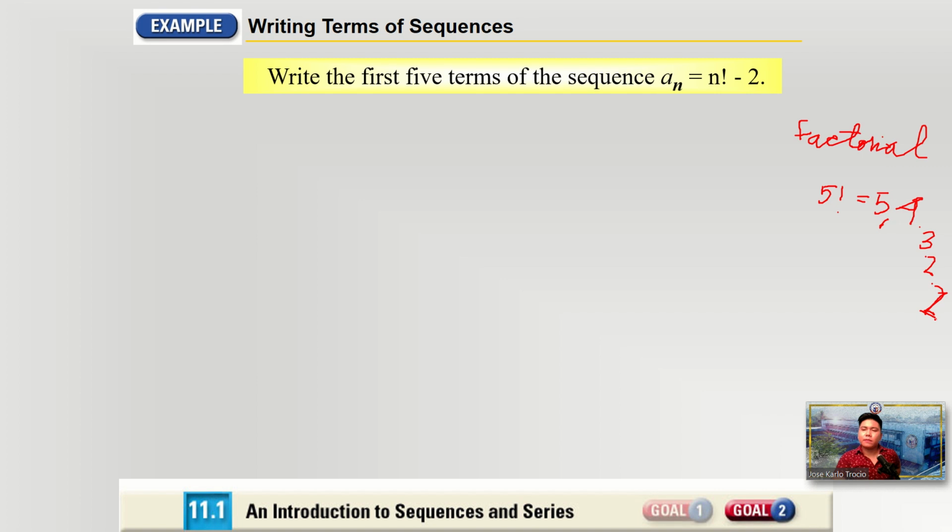So you have 5 times 4, that is 20. 20 times 3, that is 60. 60 times 2, that is 120. 120 times 1, that is 120. Therefore, the factorial of 5 is 120. These are commonly used in permutations and other things. Let me erase it.